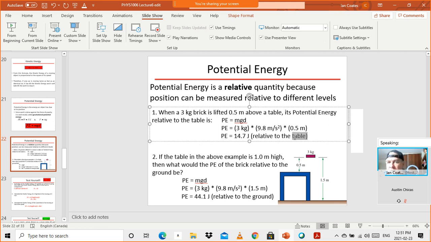Be careful. You might see the word relative, which may have you alter your thinking a bit when you're trying to measure potential energy. Am I being asked for it relative to the ground, or relative to the top of the table? Just be careful. Good little one there to note.